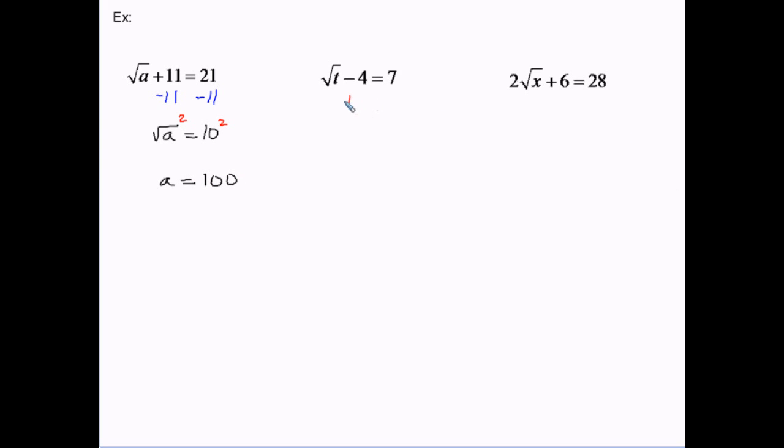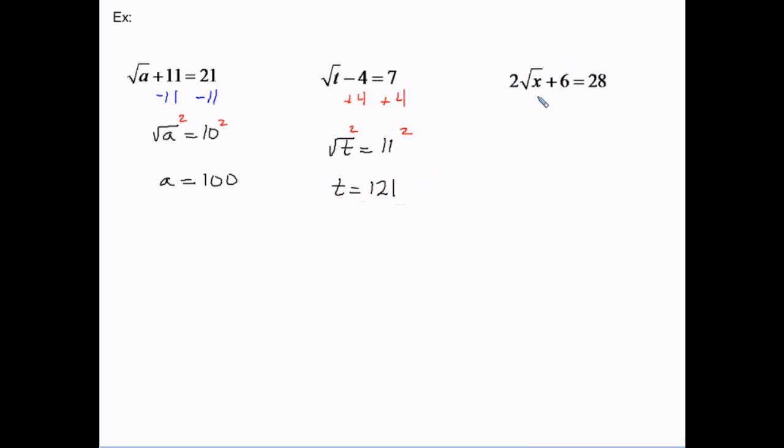Here, I'm going to add 4 to both sides to get rid of that 4. And I end up with the square root of t is equal to 11. Square both sides. T is equal to 121.